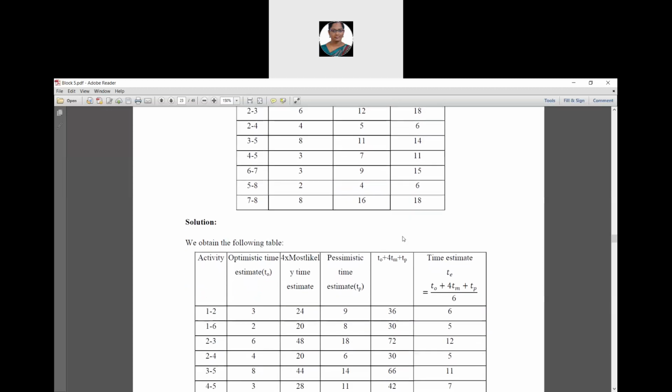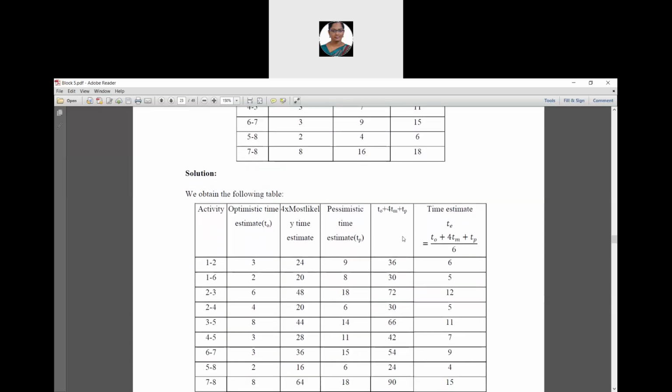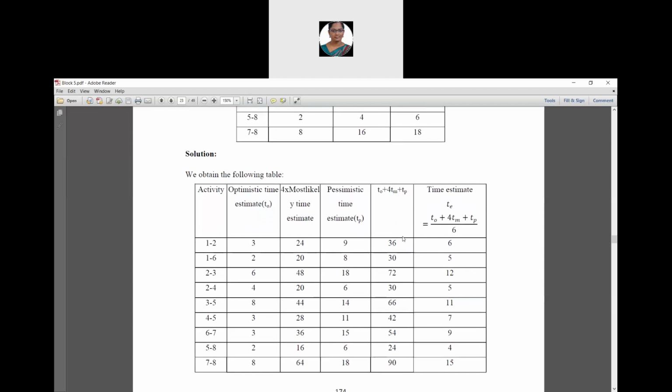So first we are going to frame a table. Obtain the table. In that table, the first column denotes the activity, the second column denotes the optimistic time estimate values for the activities, and the next column denotes the most likely time estimate values, and those values are multiplied by 4.